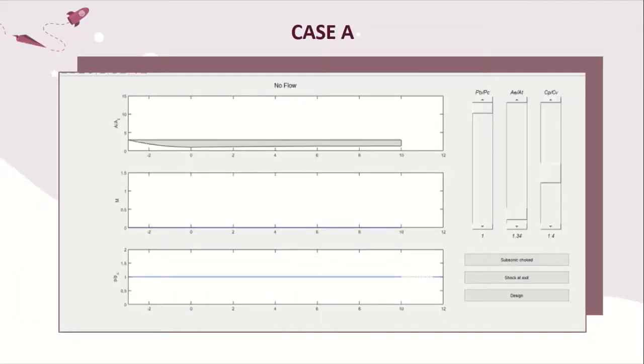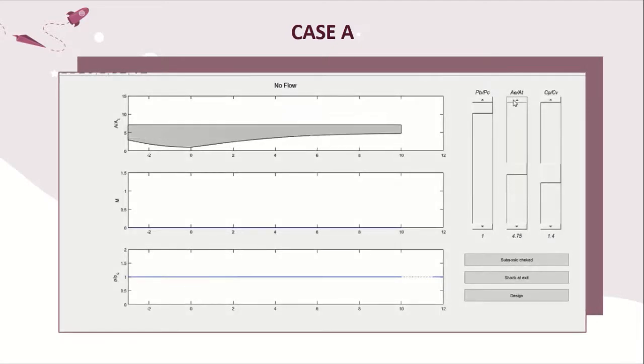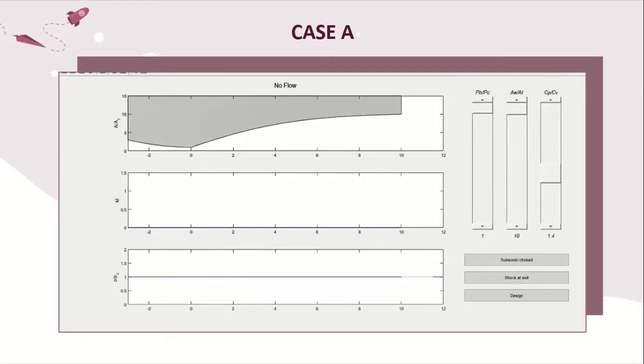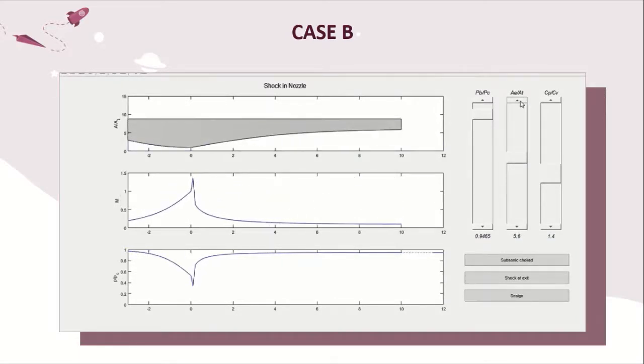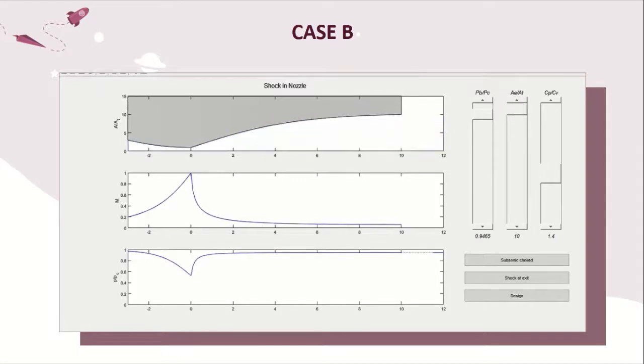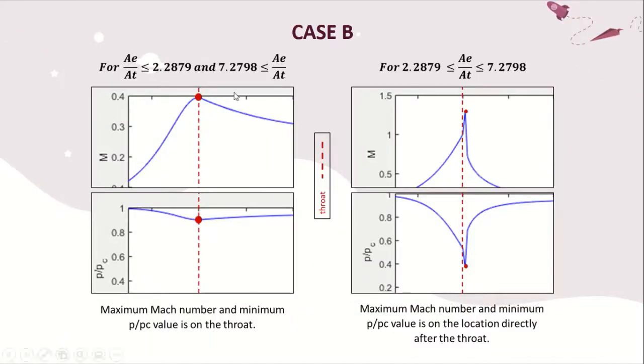Let us go first on case A. In case A, there is no flow flowing through the nozzle, and as we change the area ratio, the Mach number and P over PC value will stay constant. In case B, at area ratio less than 2.16, the flow is subsonic flow. Otherwise, the shock will occur on the nozzle. For this case, at this area ratio range, the maximum Mach number is on the throat, and at this range of area ratio, the maximum Mach number is not on the throat but on the location directly after the throat.